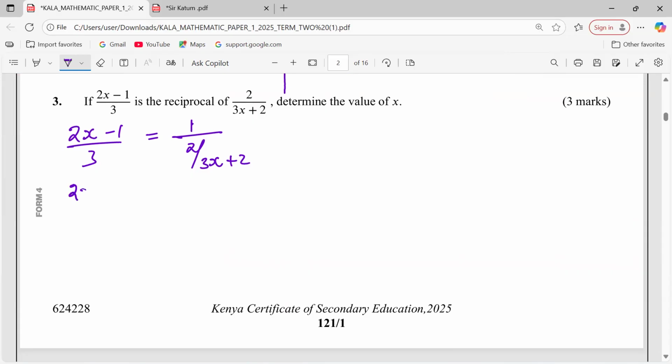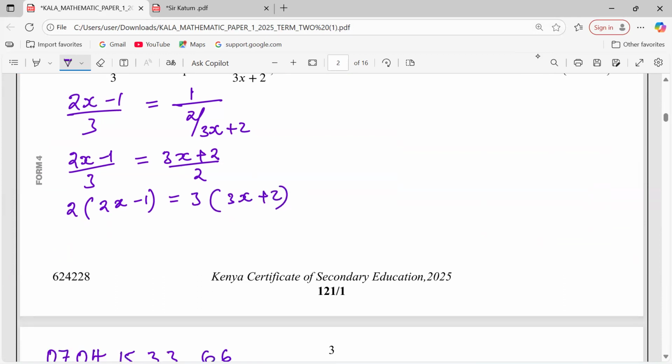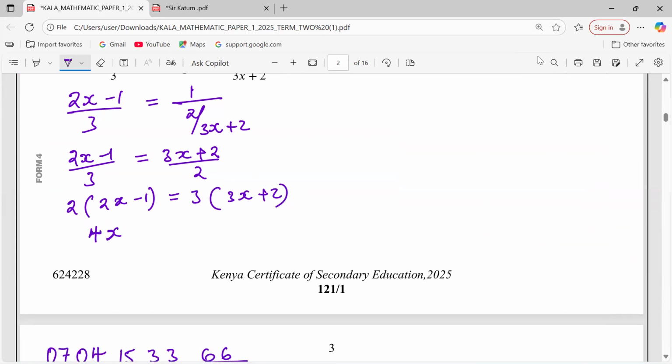So this shall be 2x minus 1 over 3 equals, when we take the reciprocal, 3x plus 2 goes up, 2 comes down. That is the meaning of reciprocal: change of position between the numerator and the denominator. We call it reciprocating. So we can cross multiply 2 by everything on this side, then 3 with everything on this other side. This is 4x minus 2 equals 9x plus 6.